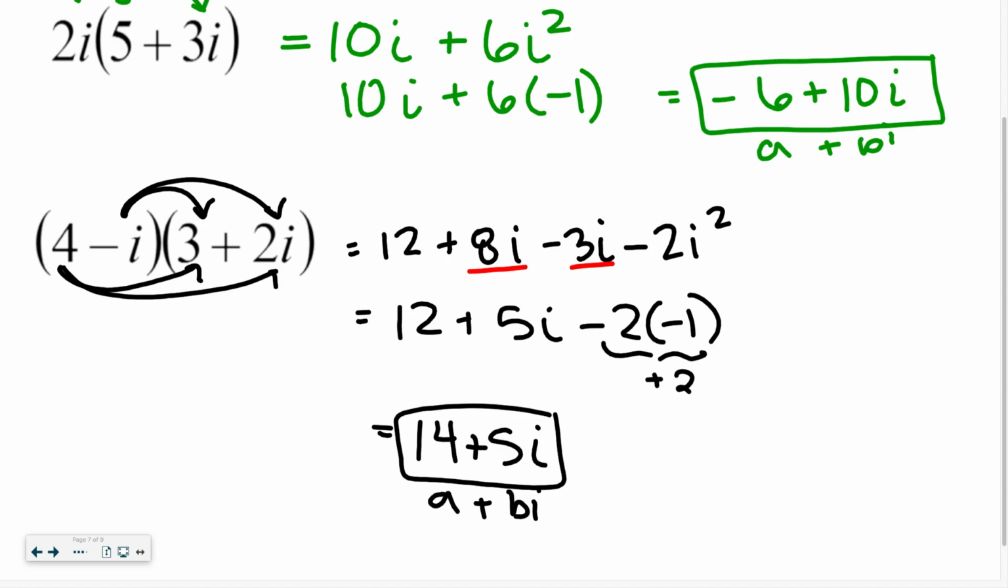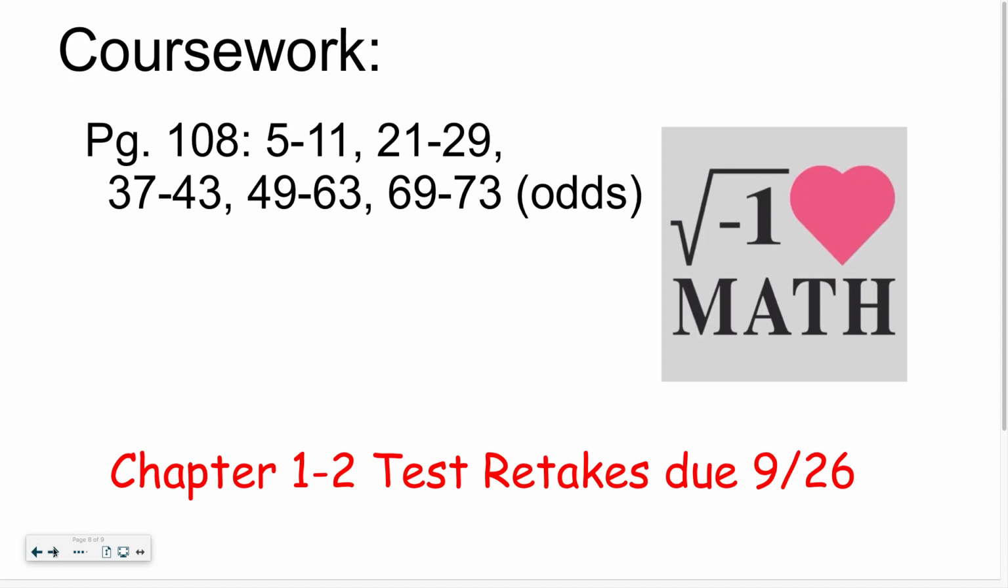Okay. So you'll have some mixture of problems on the homework. Some where you're solving and you put the i into your answer. Don't leave me square roots of negatives anymore in your answers. And then you'll have some where you're already given complex numbers and you're doing the operations.